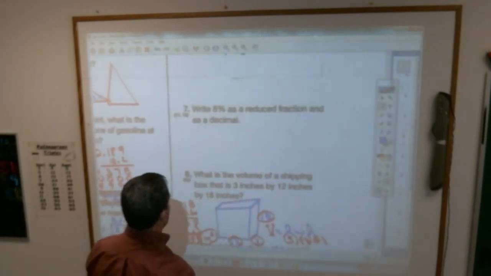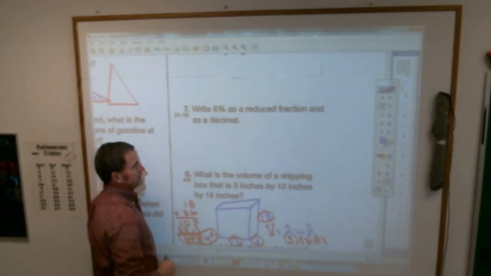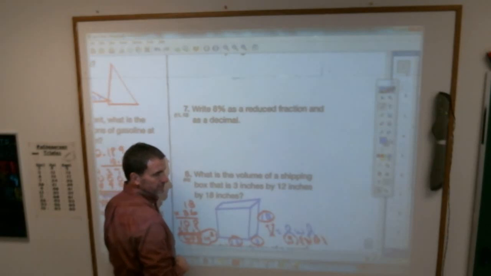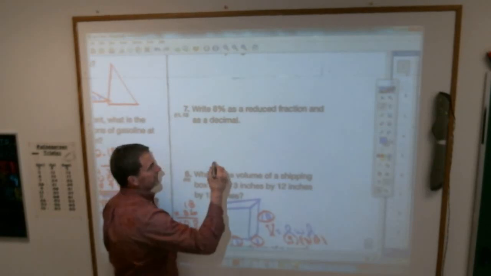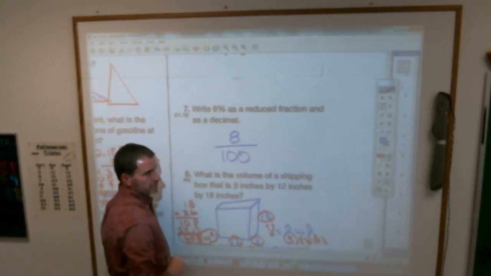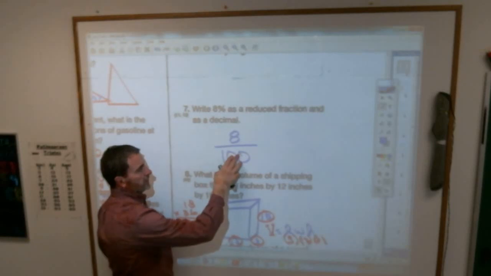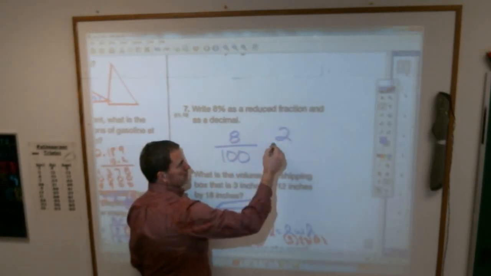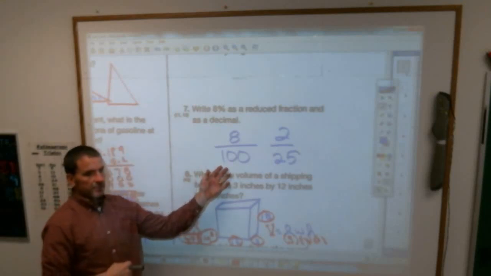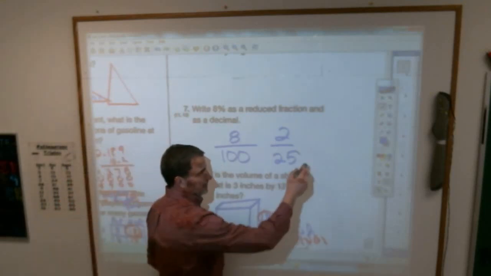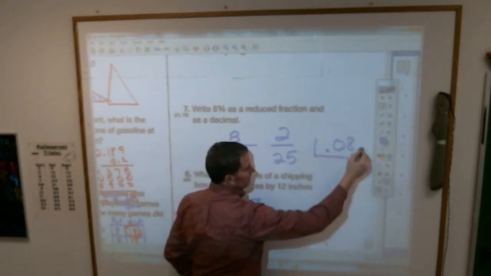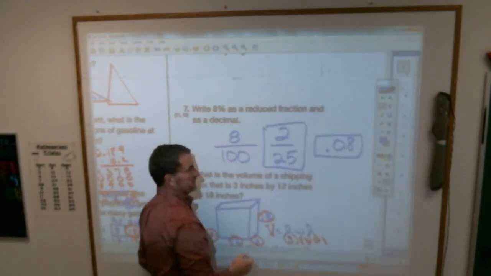Write 8% as a reduced fraction and as a decimal. Well, children, what does percent mean, Cameron Colquitt? Out of what? Right, so 8% is 8/100ths. Okay, reduce that, 4 goes into both of those, 2 over 25. And then what decimal is 8 hundredths but 0.08? 8 hundredths, 8 hundredths as a fraction.